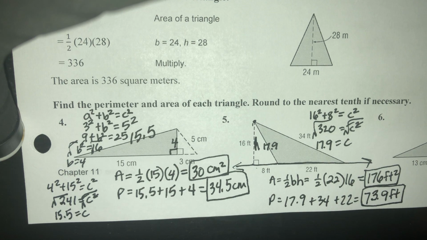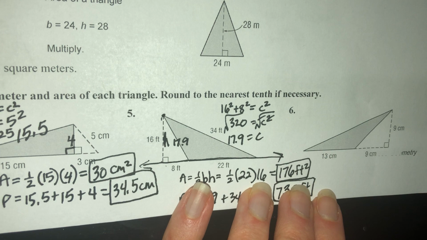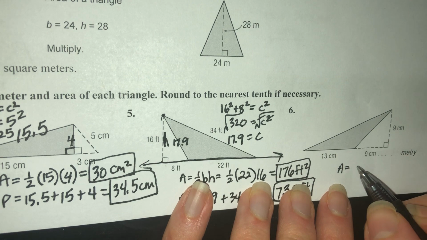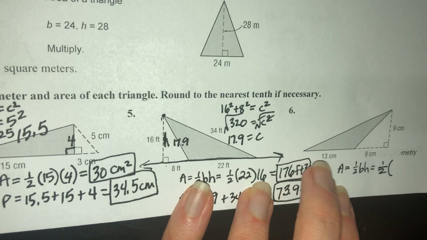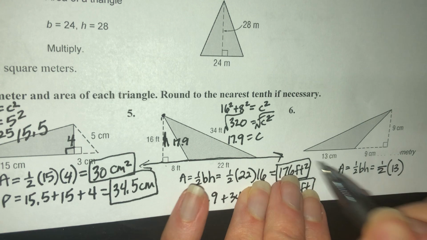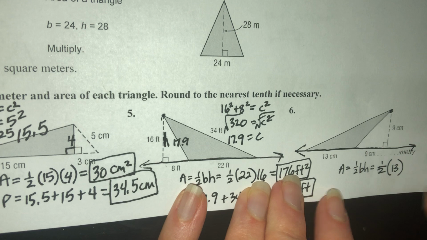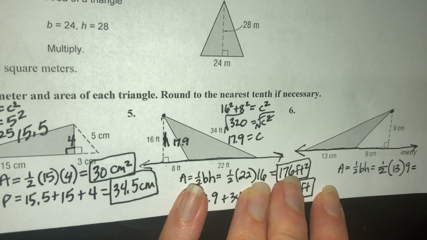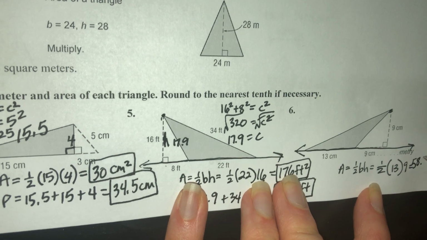Okay, number 6, we're going to do the area is base times height divided by 2, or 1/2 base times height. So 1/2 times our base is 13, and our height is that perpendicular distance from the line containing the base to the opposite vertex, so that's 9. And 1/2 times 13 times 9 gives us 58.5 square feet.